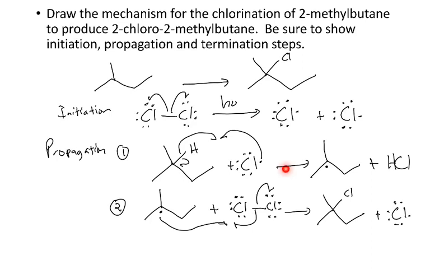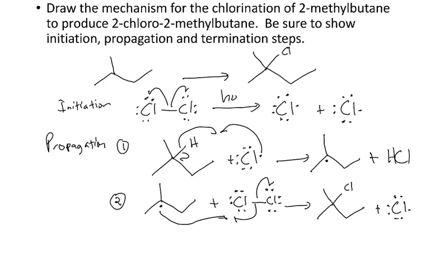Now, I've just shown the 2 propagation steps that we want to happen to get our product, but of course other propagation steps are possible. We could halogenate at other sites on the alkane to give different products, and so oftentimes these halogenation reactions come with unintended side products or unintended byproducts. And so we're just showing the steps, in some sense, that we're hoping to happen.